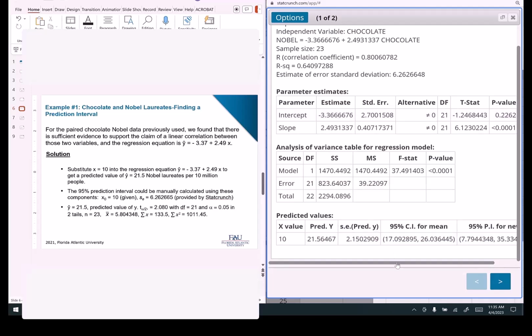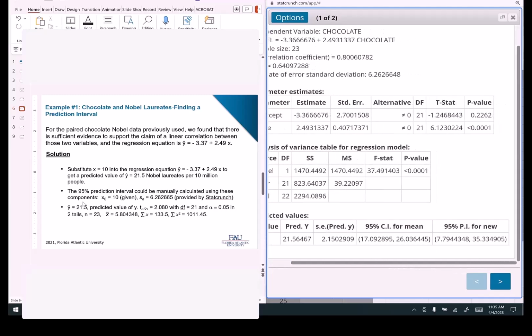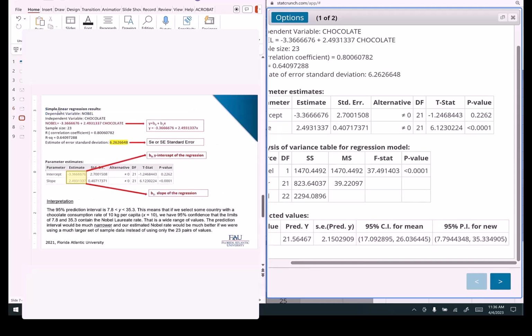The 95% prediction interval could be manually calculated using these components and knowing what our standard error is. We don't need to do that because we have StatCrunch. I have my 95% prediction interval for the value. Here is my prediction interval. We have our simple linear regression results. This is our standard error. This is our y-intercept, and this is our slope of the regression line.